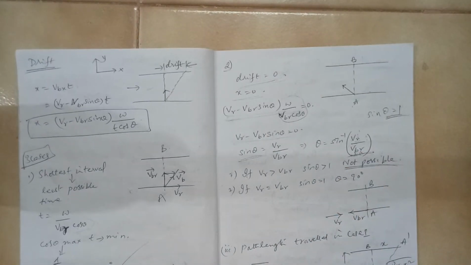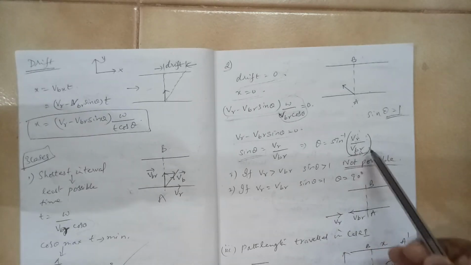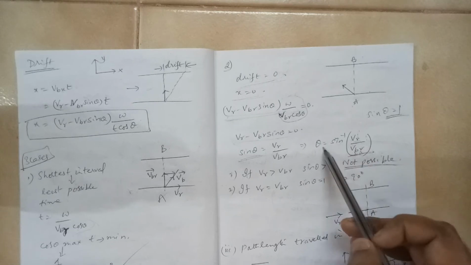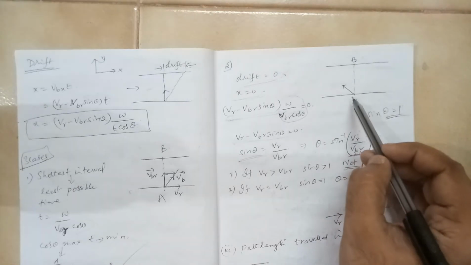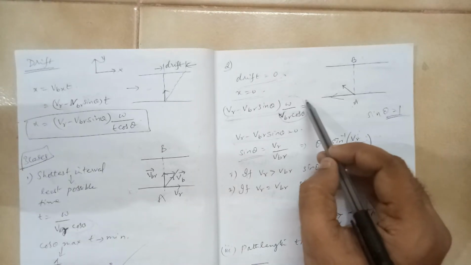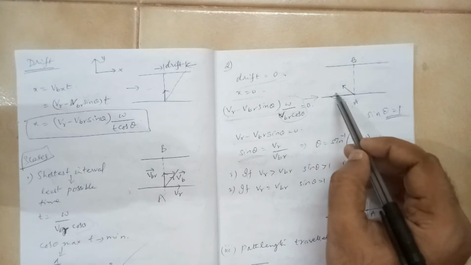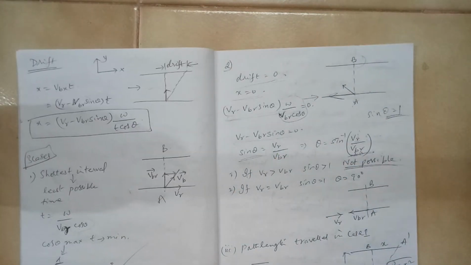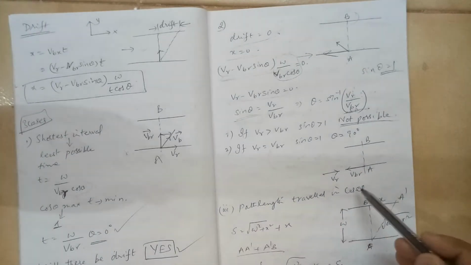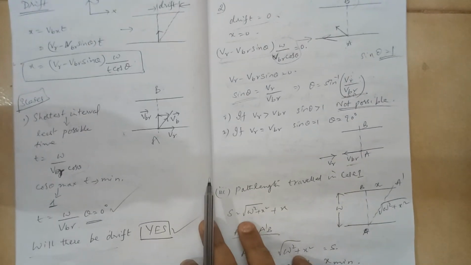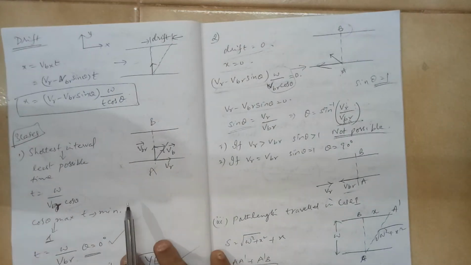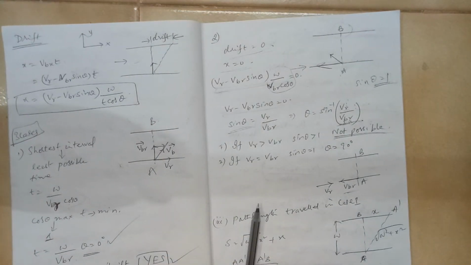Now, second situation, when VR is equal to VBR, then this term will become 1, theta will become 90. That means the person will be going in this direction. The river is flowing in this direction, the person is going in this direction. In this case also he will never reach B. This is what I have drawn here. So that is the situation. That means theta has to be an angle between 0 to 90.